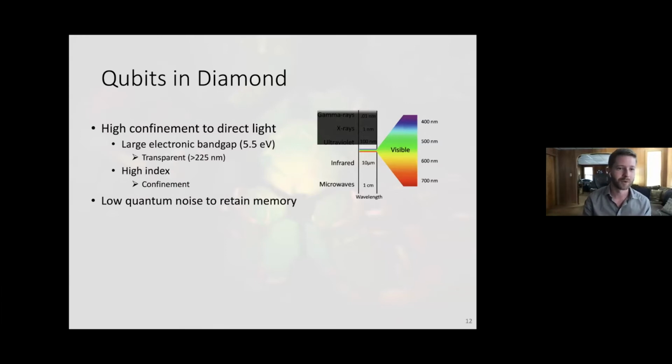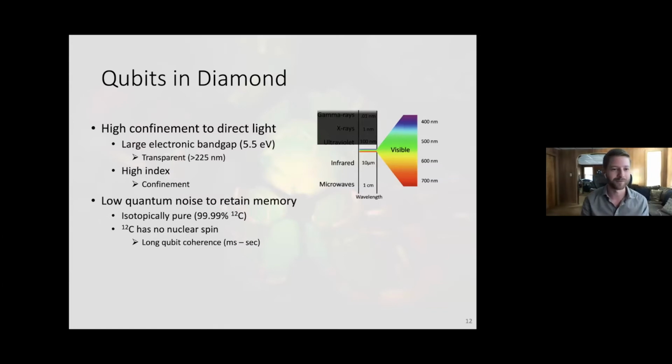We're also going to need low quantum noise, such that we can retain our quantum coherence or our memory. And diamond can be grown isotopically pure, up to 99.99% of natural carbon-12 isotopes. And carbon-12 isotopes have no nuclear spin, which means we automatically get, for free, a spin-free environment, which means that there's nothing that's going to decohere our quantum memory, at least from that perspective.